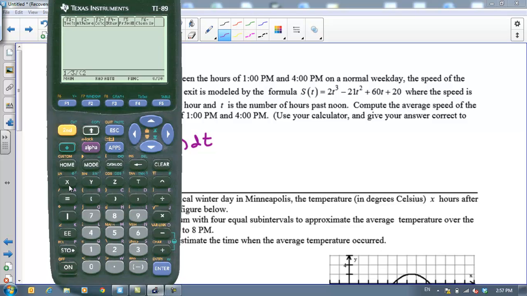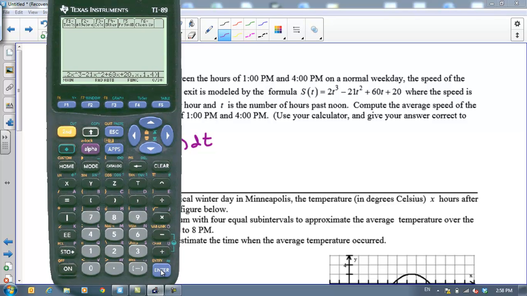of 2x cubed minus 21x squared plus 60x, I hope you guys are faster than me at typing this in, plus 20. And we would do comma x, and we're looking from 1 to 4. So comma 1, comma 4. Close parentheses and hit enter.